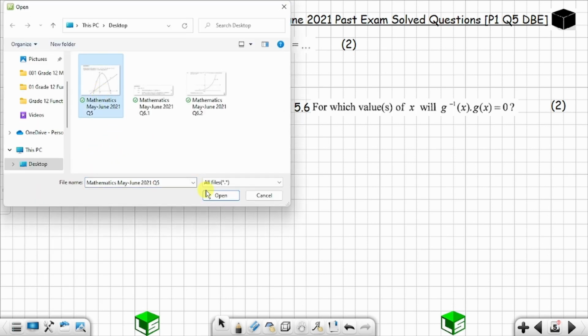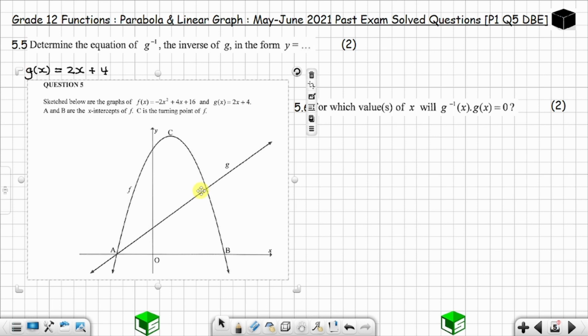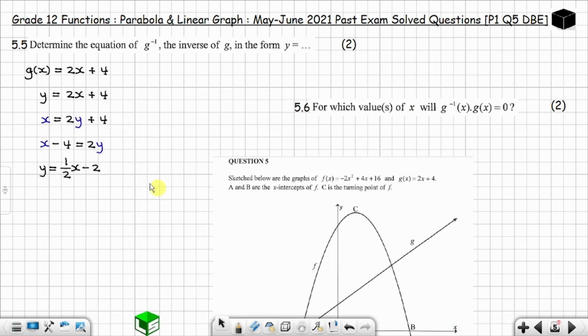This is question 5. Okay, so you can do this question. You get the inverse of g of x, the one you solved from the previous question, you make it equal to 0 and then you solve for x. And you also take g of x, you make it equal to 0 and then you solve for x. Okay, that is one way to do this question.